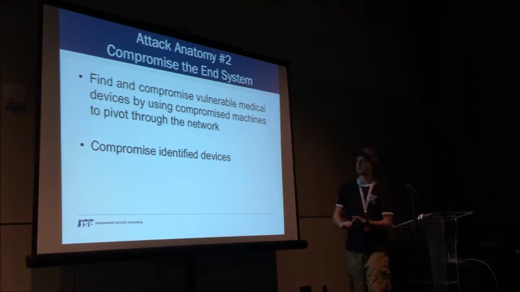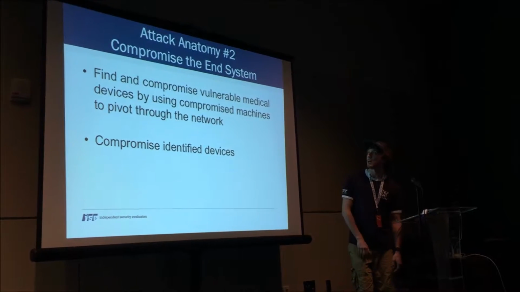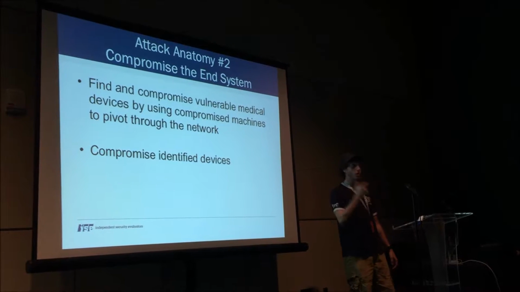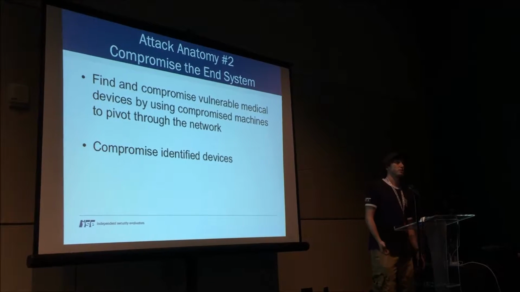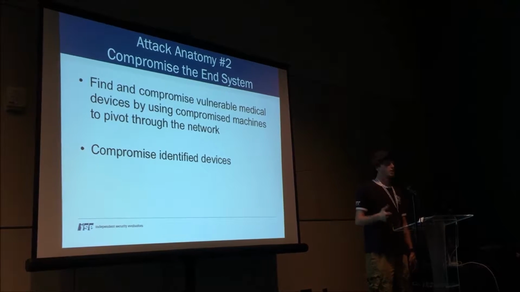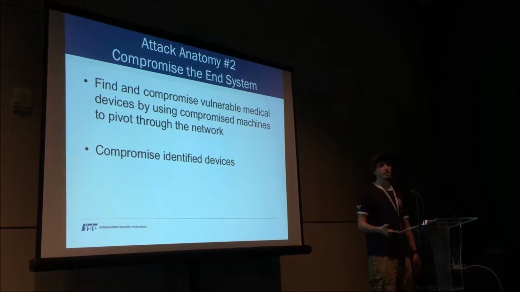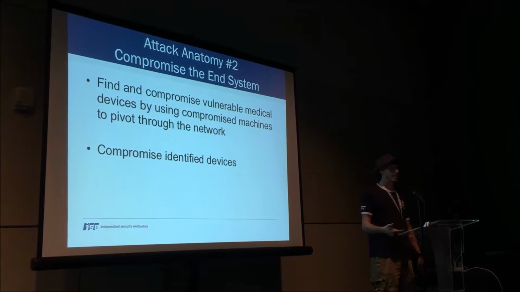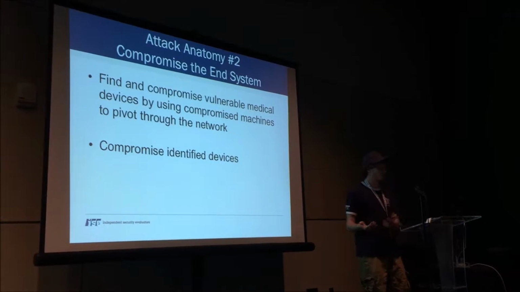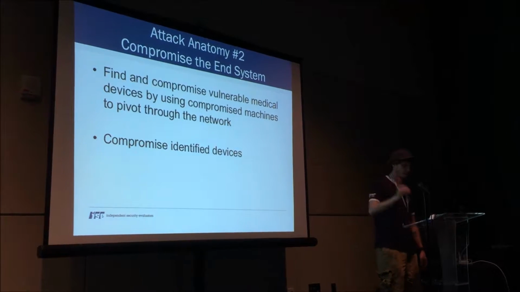Okay, so again, like I said in the prior attack anatomy, once we broke in the perimeter, we need to compromise an end system. This end system is going to be additional vulnerable systems or a medical device. It just depends on where we are in the network and what amount of effort it takes to get to a segment that contains one of these vulnerable devices. So compromise, identify devices.